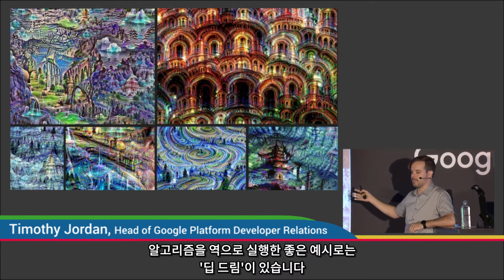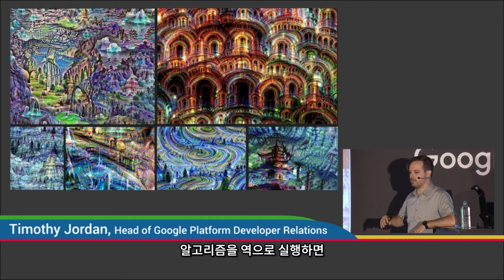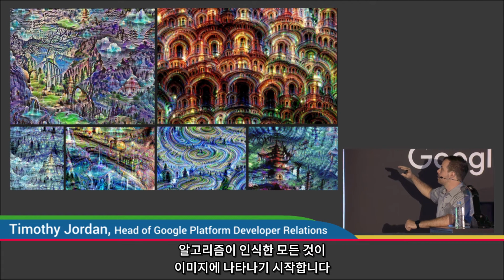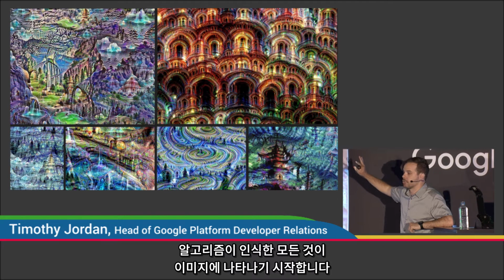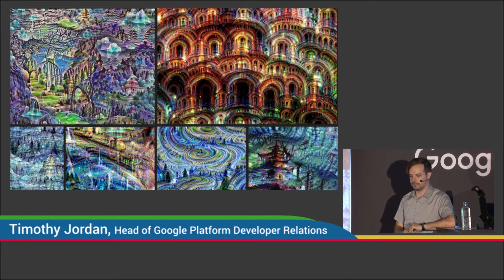Another cool example of running it backwards, you may have heard of Deep Dream. And this is what you get when you run it backwards and all the things that the algorithm can recognize start to show up in the image.